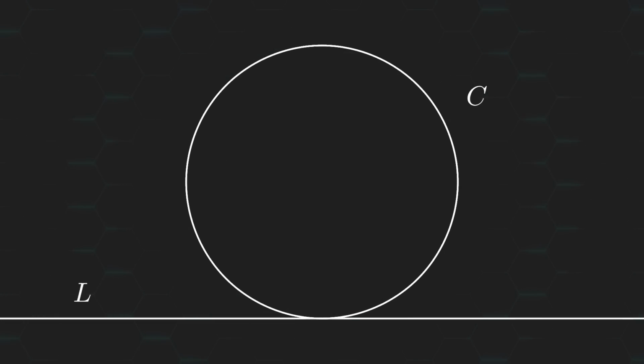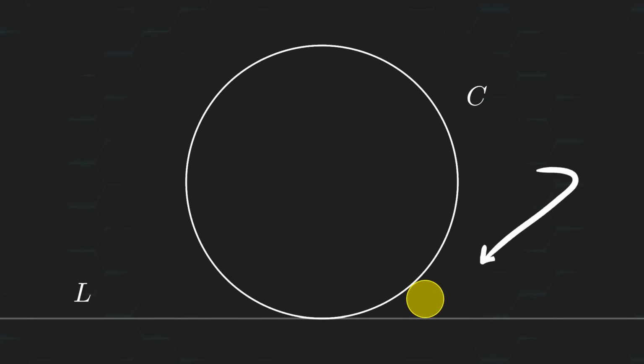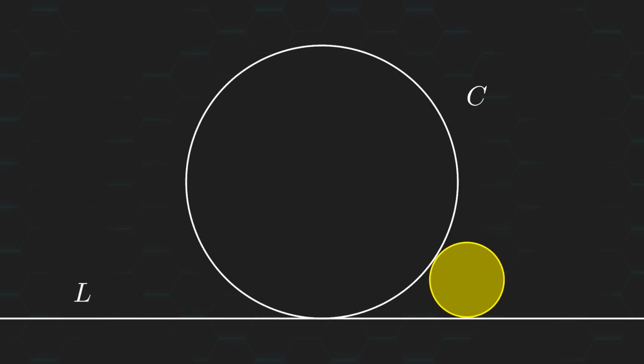Let C be a circle with diameter d, and let L be a horizontal line that's tangent to the circle. Now let's add another circle here so that it's touching both the line and the bigger circle. It doesn't matter what the size of this new circle is, so long as it's smaller than the original one. We'll call this new circle C0, which will have some diameter D0.